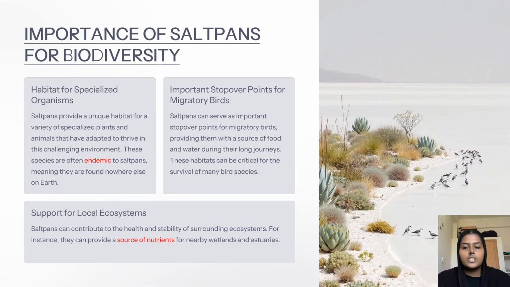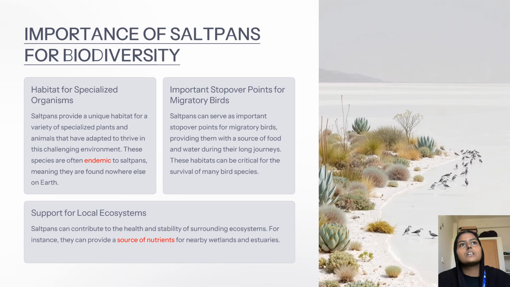Coming to the importance of these salt pan zones for biodiversity, since these salt pan zones are specialized ecosystems, the organisms which live in these ecosystems might not be able to survive in any other ecosystem, and these species are endemic to this particular salt pan zone. So the destruction of this specific salt pan zone might lead to the complete extinction of the organisms and species that live in this specific zone.